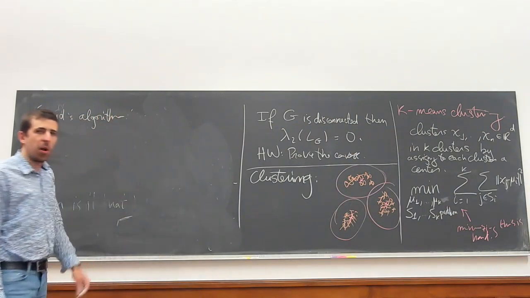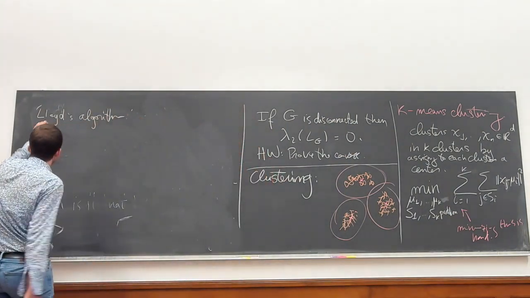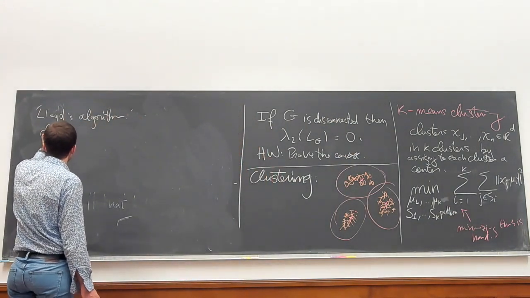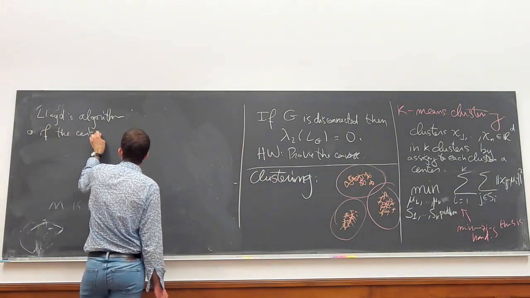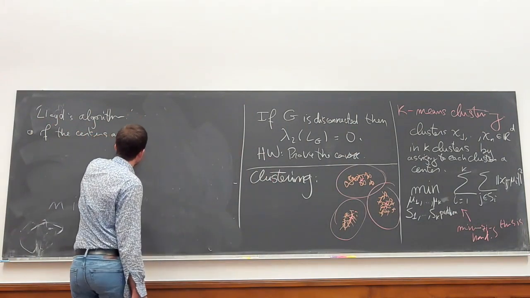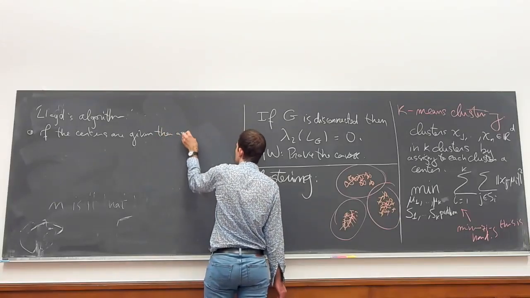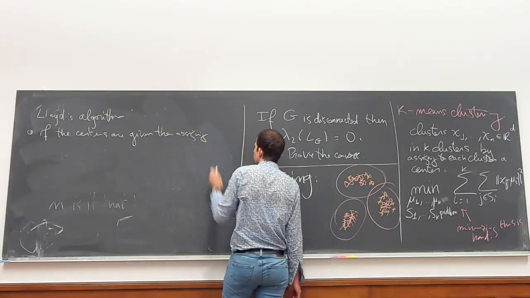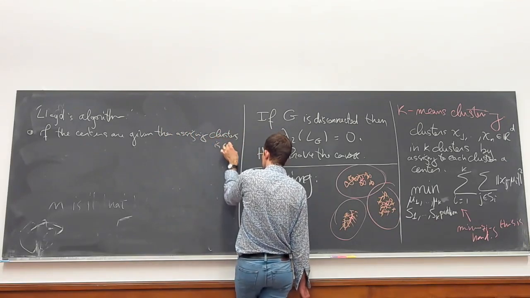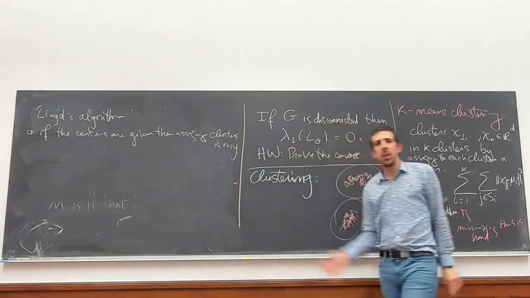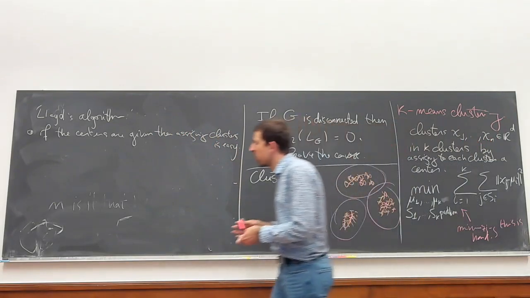Lloyd's algorithm does the following. It starts with the following observation. If the centers are given, then assigning clusters is easy. Right? If the centers are given, then assigning the cluster is very easy. For each point, you just assign it to the closest possible center.